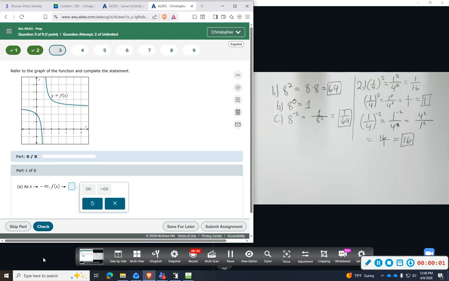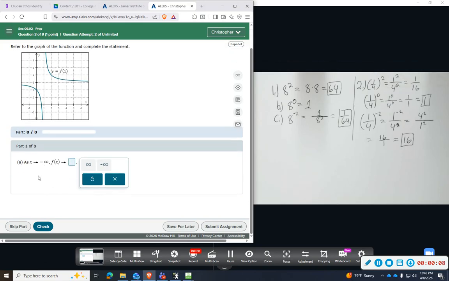All right, number three, we're going to refer to this graph and complete the statements. So there's 8 parts. Now this notation is talking about end behavior. We want to know what is happening as we trace this graph. So what this says is as x, and then the arrow pointing to negative infinity, so as x goes to the left, as x goes more and more negative, what is the y value doing? F of x, which is the y value, is doing what?